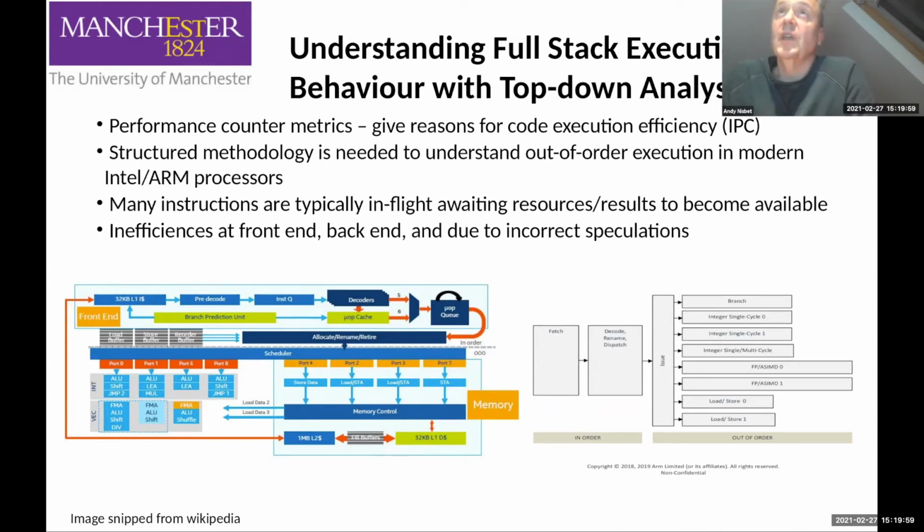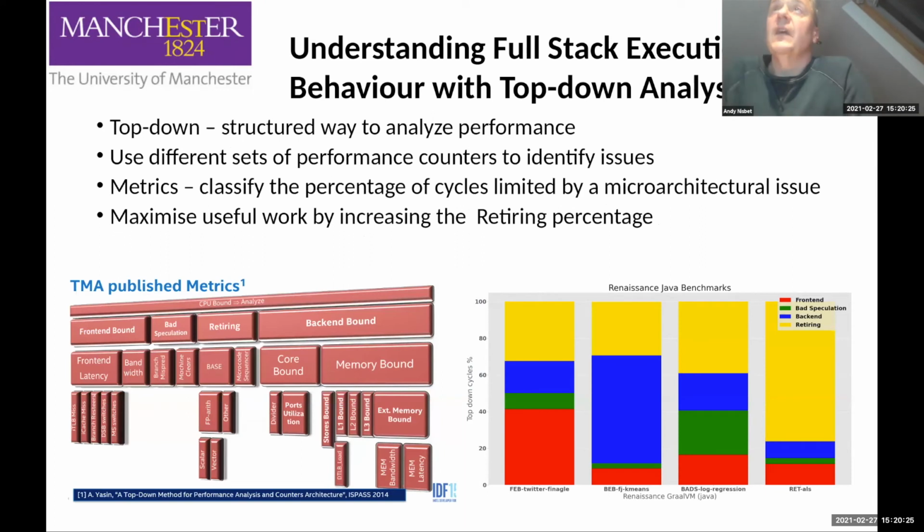Now, an important concept is top-down analysis, which gives us a structured methodology to understand the execution behavior on modern out-of-order processors. In out-of-order execution, many instructions are concurrently in flight, awaiting resources or results to become available before they can be issued at the front end or retired and completed at the back end. Top-down analysis is a well-accepted way to analyze performance. Intel and ARM have tools and metrics for their own out-of-order processors.